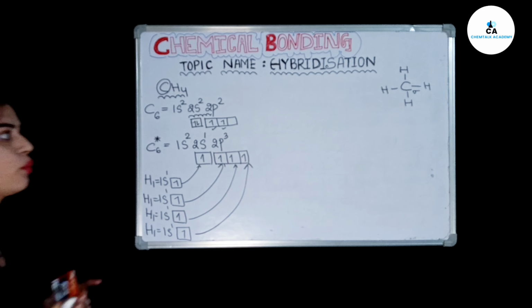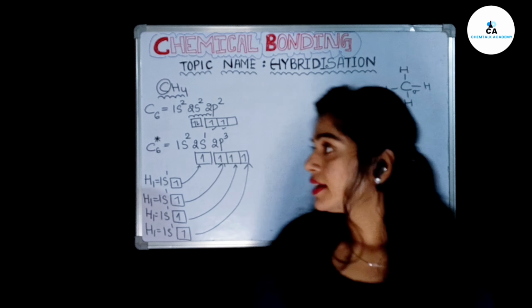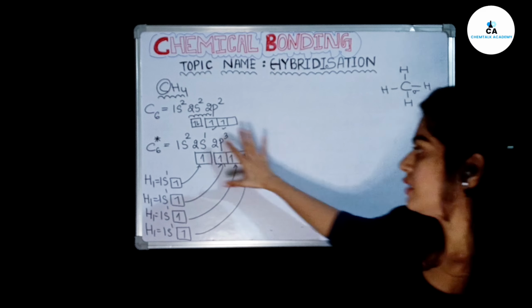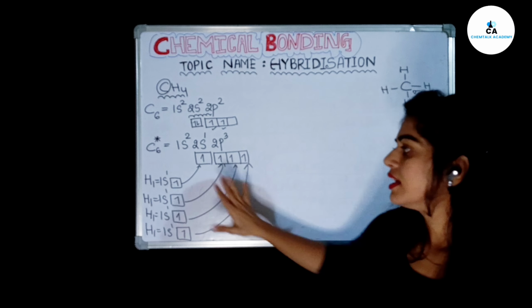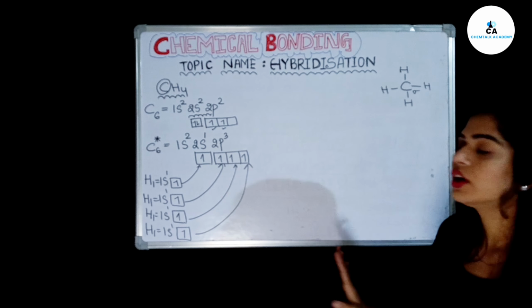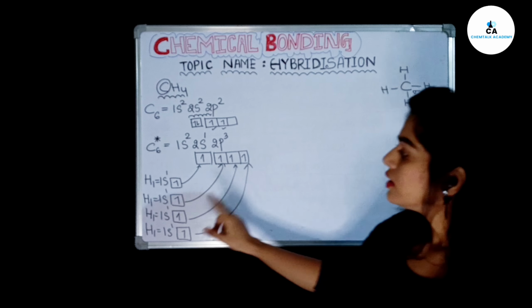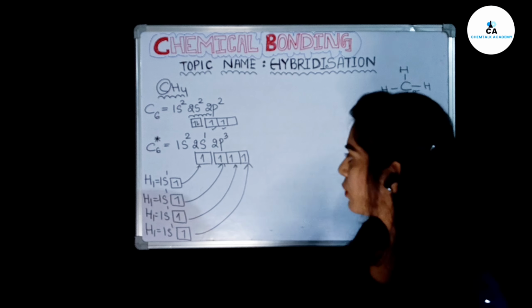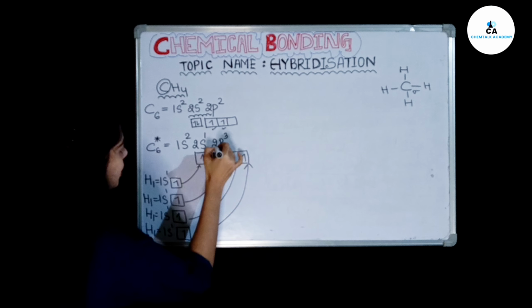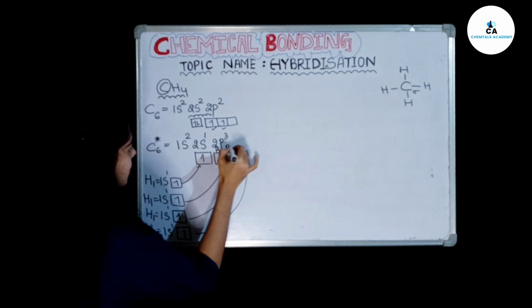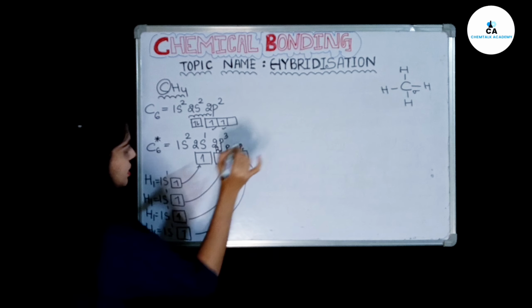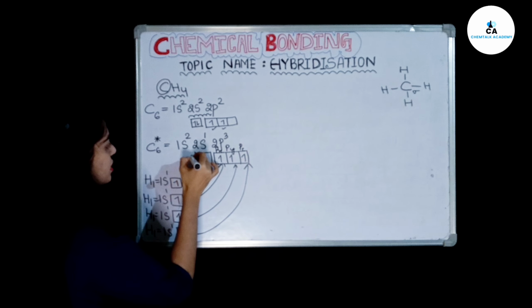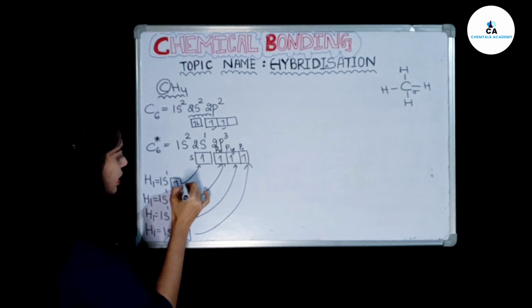Now, one thing. If you focus carefully here, we can find that all 4 overlappings are not similar. Three overlappings are S and P. Let me write the names here: this is Px, Py, Pz, and this one is the S orbital. Here everyone is S.